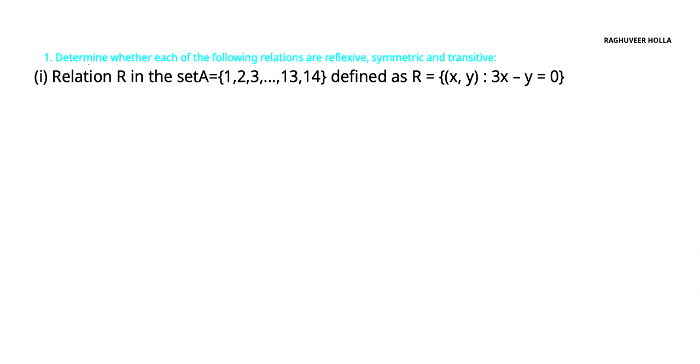So let us try to solve this problem here. I have to check whether the relation is reflexive, symmetric, and transitive. The set A is given as 1, 2, 3 to 14, and R is defined as x comma y such that 3x minus y is equal to 0. So let us start.